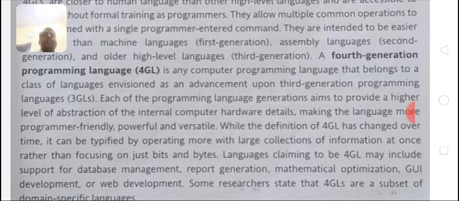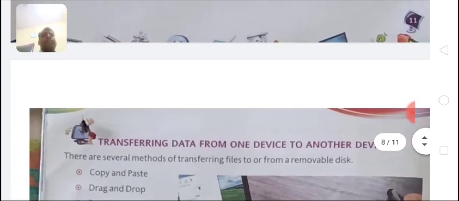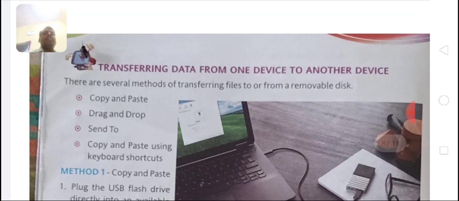While the definition of 4GL has changed over time, it can be typified by operating more with large collections of information at once rather than focusing on just bits and bytes. Languages claiming to be 4GL may include support for database management, report generation, mathematical optimization, graphical user interface development, or web development. Some researchers state that 4GLs are a subset of domain specific languages.